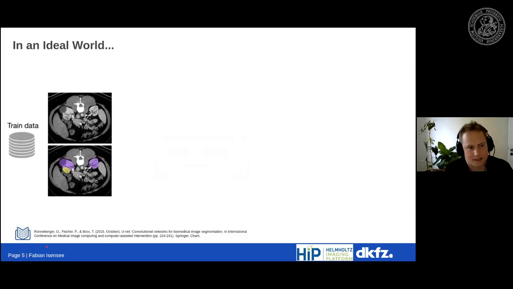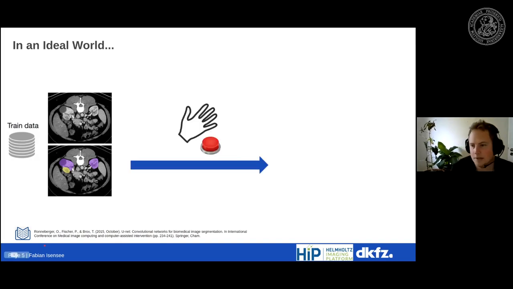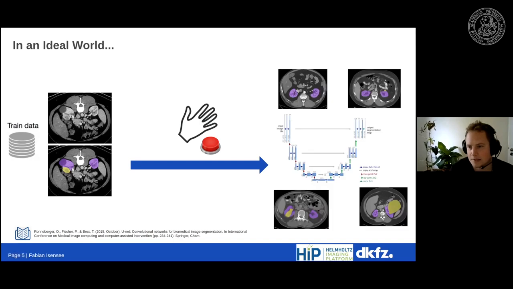But in an ideal world, what we would like to have is, given some annotated training data set, some button that we can just press, and then we press the button. And what happens is that we magically obtain a fully trained, fully configured U-Net pipeline that can then be applied to segment previously unseen images at state-of-the-art quality.